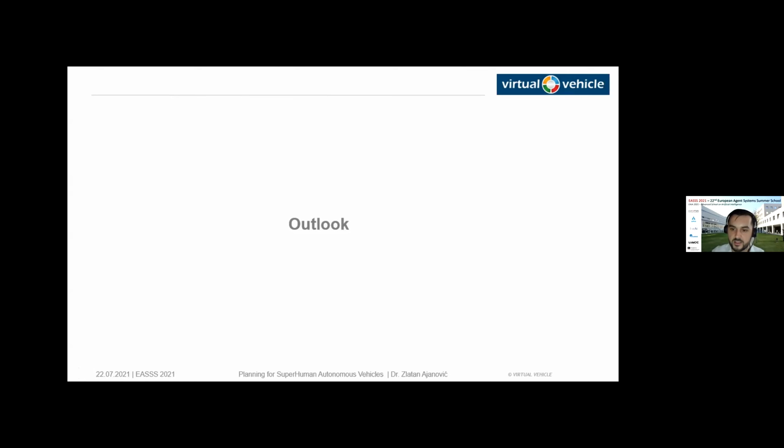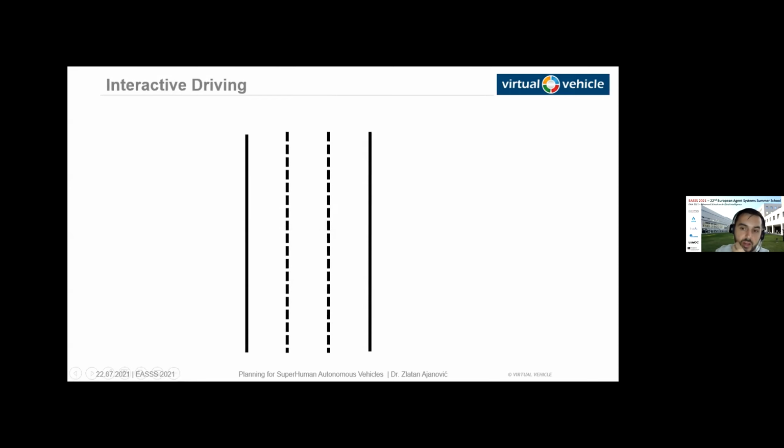Okay, so we then continue with the outlook, more or less. This is dealing with the problem of interactive driving. As there was a question before, not all driving is this simple. So if we have our vehicle driving here in the rightmost lane, and there are other vehicles like this, this is just an example. We have two vehicles here, and for example, maybe we want to overtake the vehicle, go into the middle lane and avoid them.